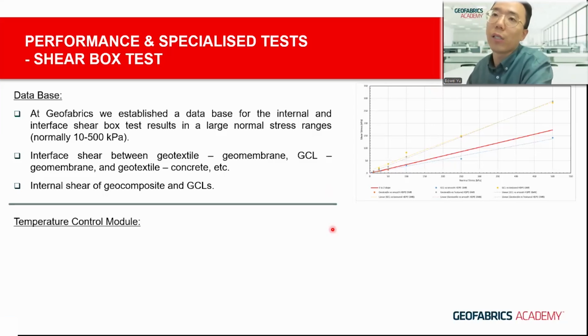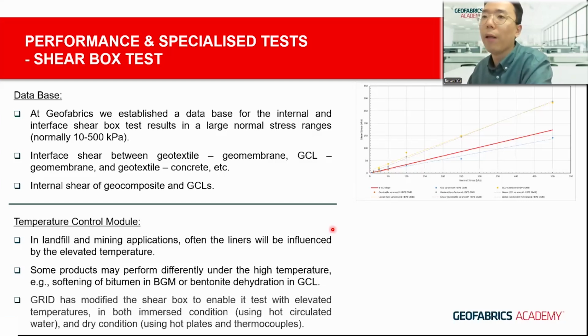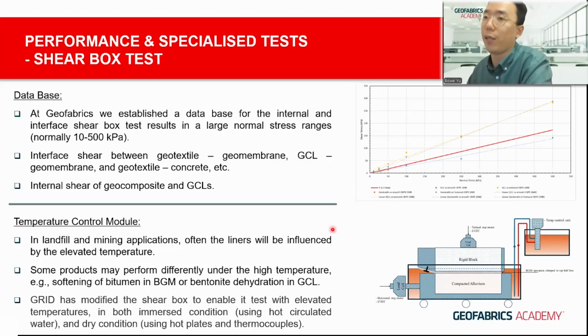And last about the shear box, I want to talk about the temperature control. As mentioned in the last slide, in landfill and mining applications, the liners can be influenced by elevated temperature, and the products may behave quite differently under those high temperature conditions. For example, the softening of the bitumen in BGM or the bentonite dehydration in GCL. Therefore, at GRADE, we have modified the shear box to enable it to test with elevated temperature. For example, here, using an immersed condition like hot water circulation. And we also recently developed a way to test elevated temperature in a dry condition using hot plates and thermocouples.